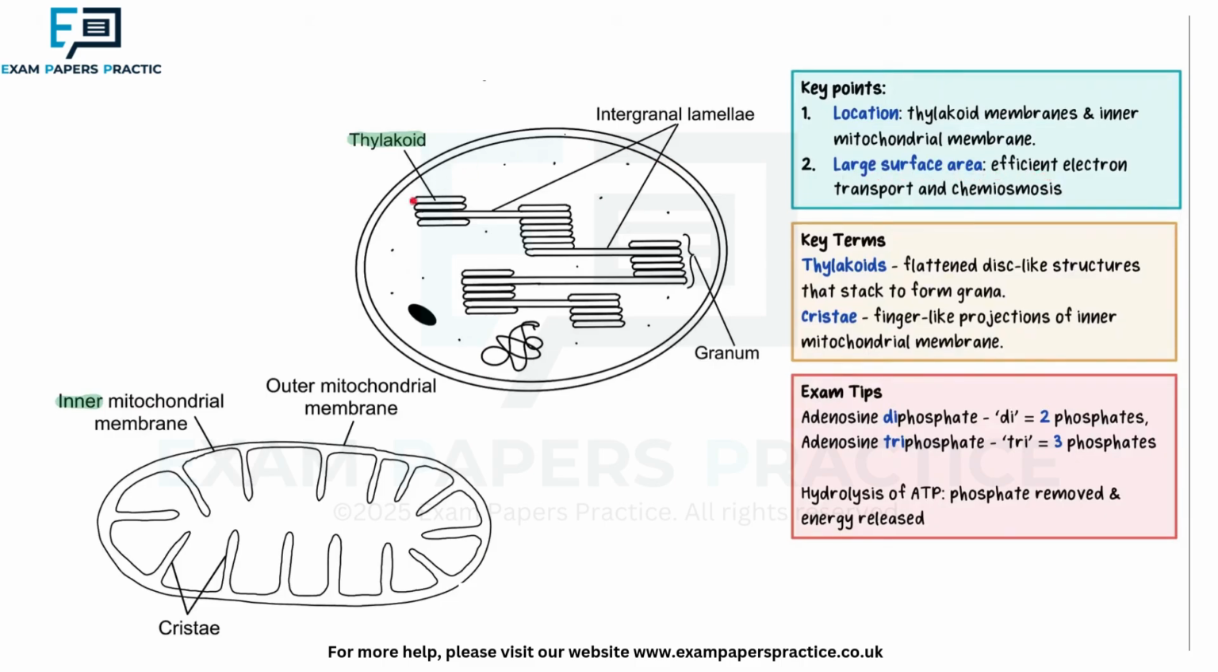In chloroplasts, flattened disc-like structures, thylakoids, stack on top of each other to form grana, singular is granum. The grana are connected by these intergranal lamellae, so they can work together. In mitochondria, the inner membrane is folded inwards to form finger-like projections called cristae, as you can see here.